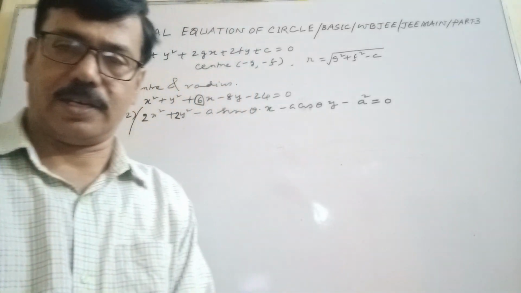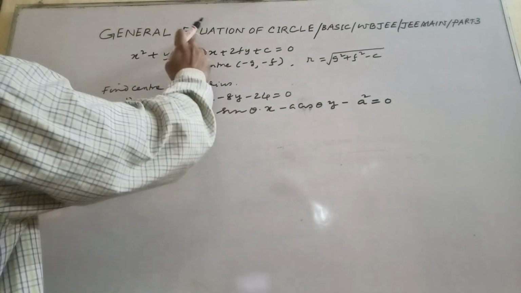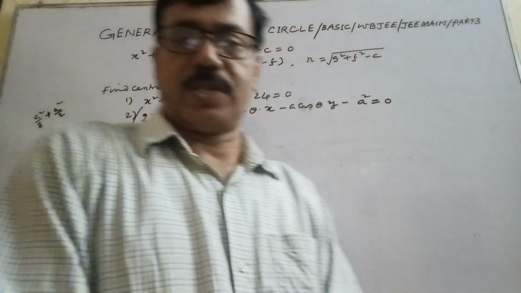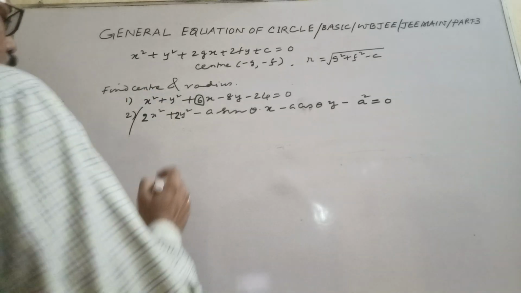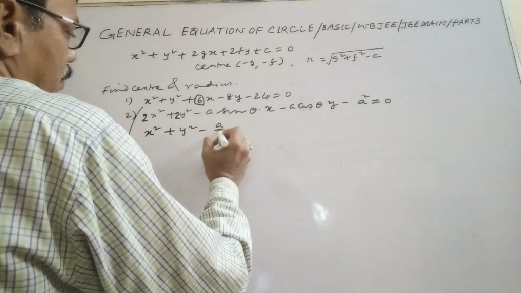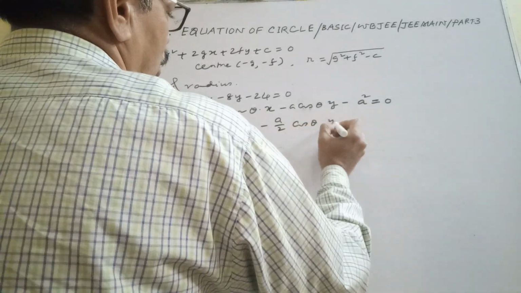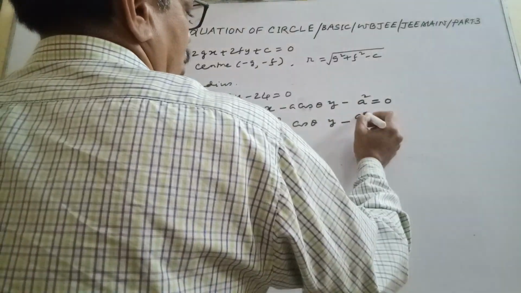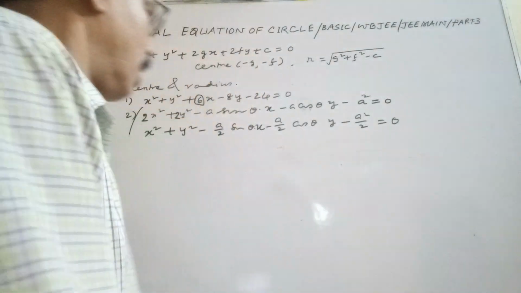Find center and radius. Now if we compare it with the general equation of circle, then it is not of standard form. Standard form is when the coefficient of x square and y square must be 1. So this is x square plus y square minus a by 2 into sin theta into x minus a by 2 into cos theta into y minus a square by 2 equals to 0. Now it is in standard form.